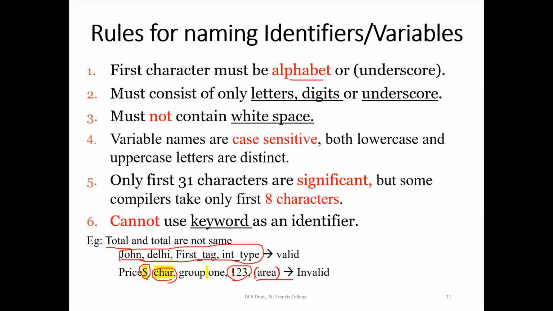So the rules are: first character must be an alphabet or underscore. Sometimes they ask this in the university exam. Must consist of letters, digits, and underscore. Must not contain any white space. Here you see group 1, where I left a blank space in between. So this will create an error. Either you have to put an underscore or don't leave space in between P and O.